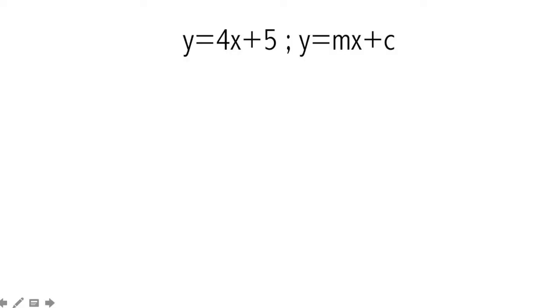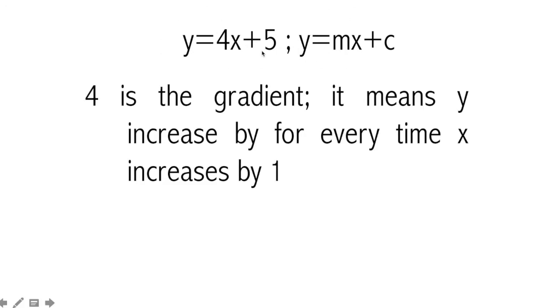Given that, most linear equations will come in the form y is equal to mx plus c, or they will look something like that. M is the gradient, so in this case 4 is the gradient. It means that the y values will increase by 4 for every time the x value increases by 1. That's what the gradient is. It is how much the line is rising for the time it is running.